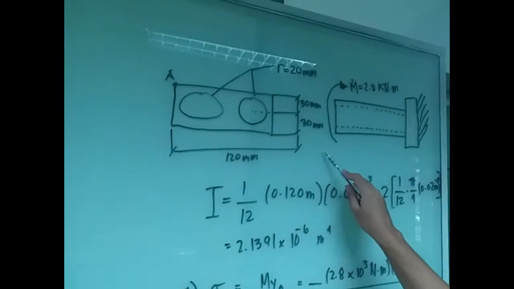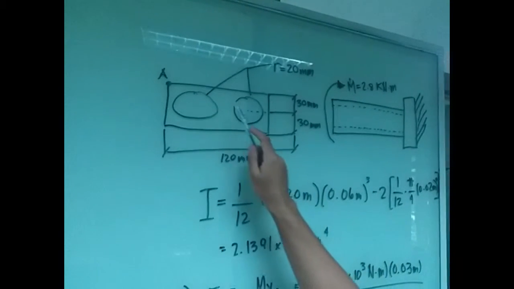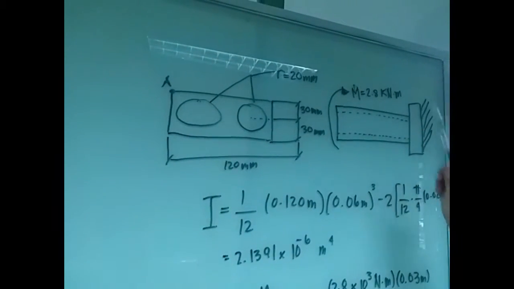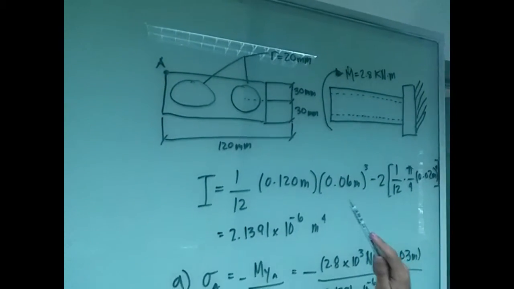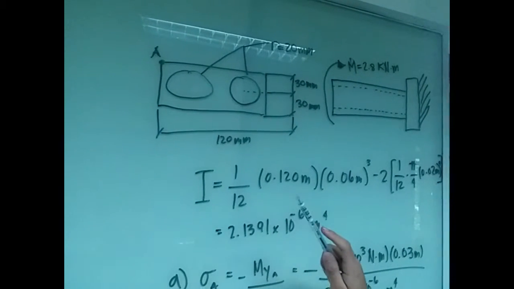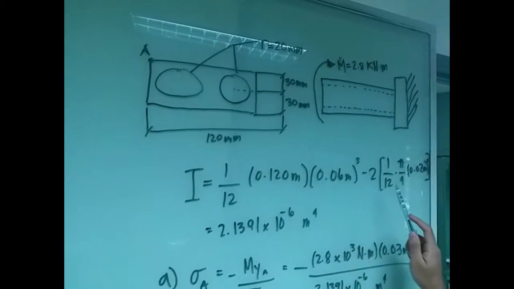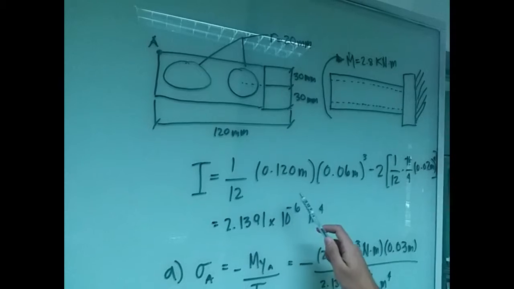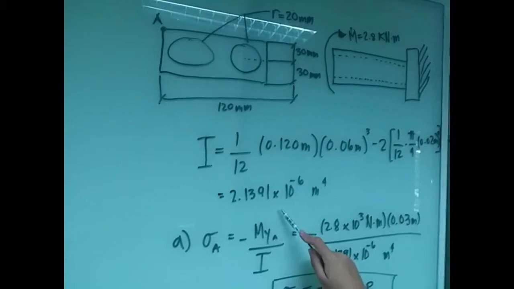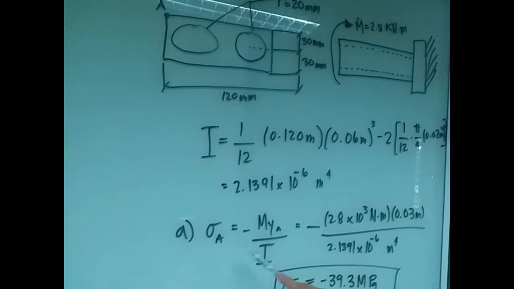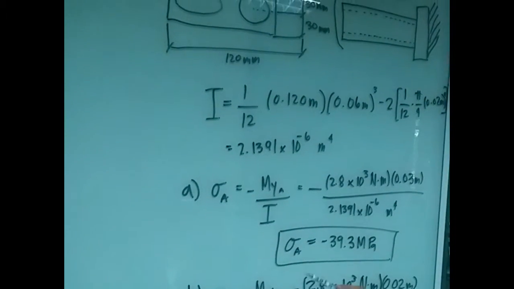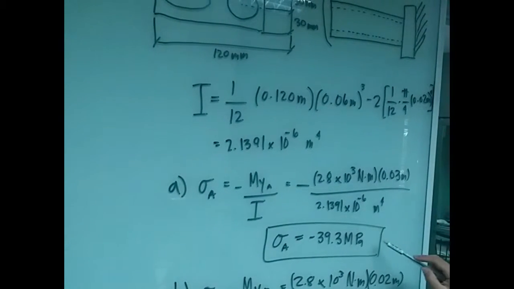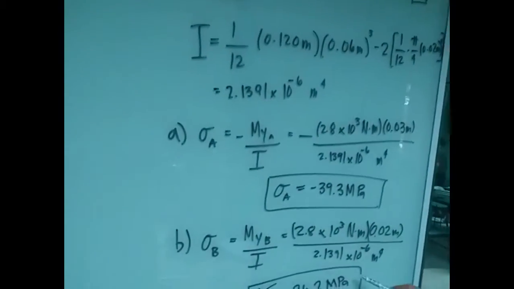In this figure, the cross section has 2 circular holes. And the bending moment is 2.8 kilonewton meter. So first, we have to solve for the moment of inertia. We subtract the moment of inertia of the 2 circular holes from the member. So we substitute the values and we obtain. And to get the stress at point A and point B, we use this formula. And by substituting the values, we obtain negative 39.3 megapascal and 26.2 megapascals.